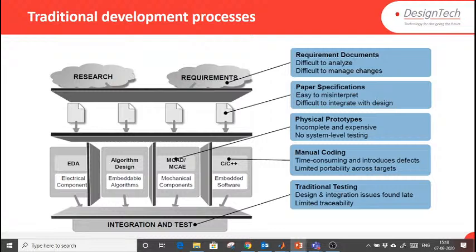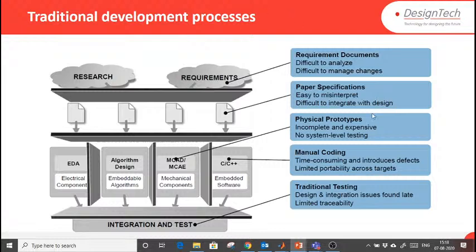You require different domains, and from different domains you have to collect the data. If you are working on mechatronics, then you have to know what electrical components you require and what mechanical components you require. That is a very hectic task as a traditional approach, right? Paper specifications. When you collect the requirements and write them on paper, there can be some errors, and it is very difficult to integrate different domains if it is written on paper.